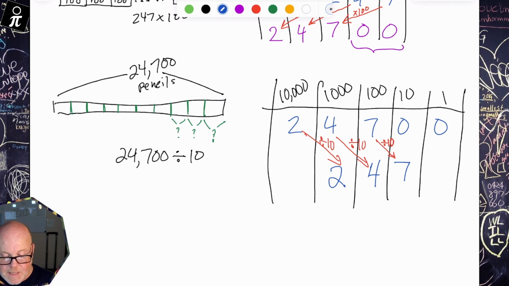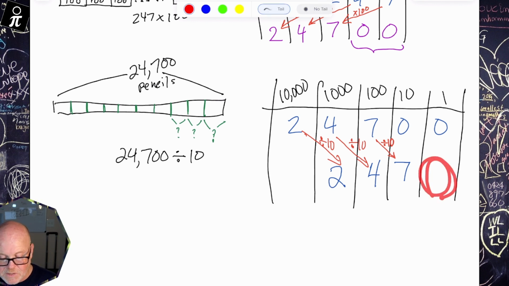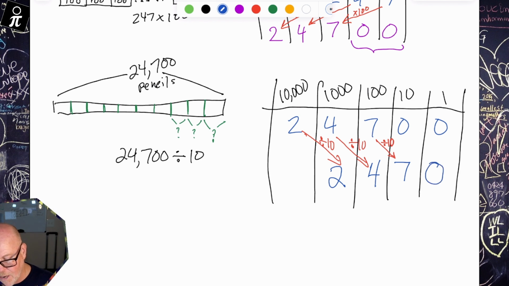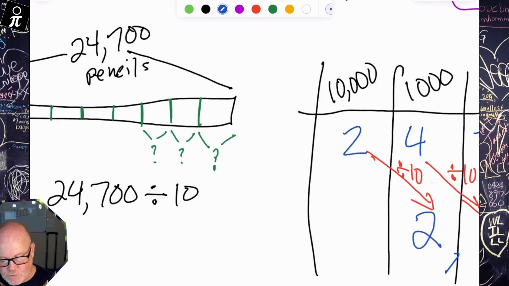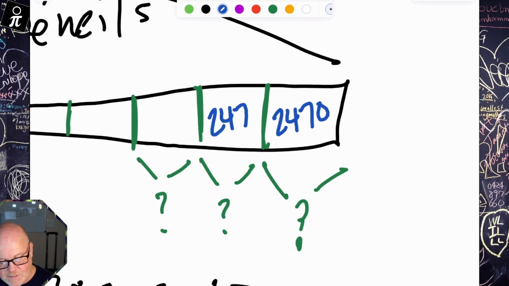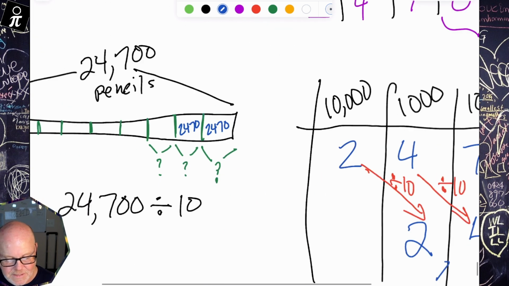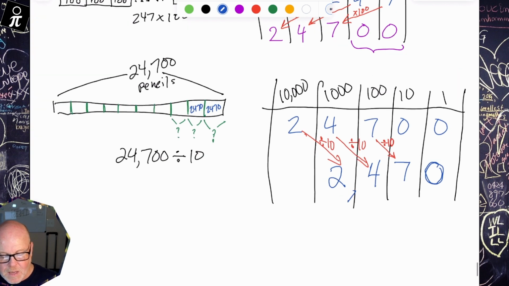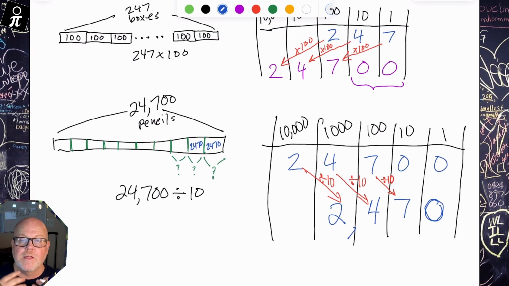So we see we have a blank space over here. So what are we going to do? We're going to fill it in with our 0. And so now we see that each of these 10 classrooms is going to get 2,470. All right, so there is the way we're going to think about this.